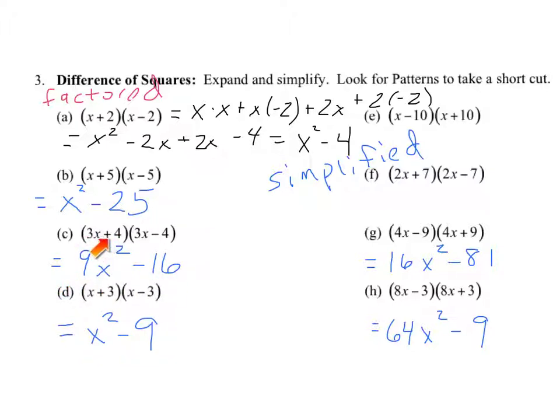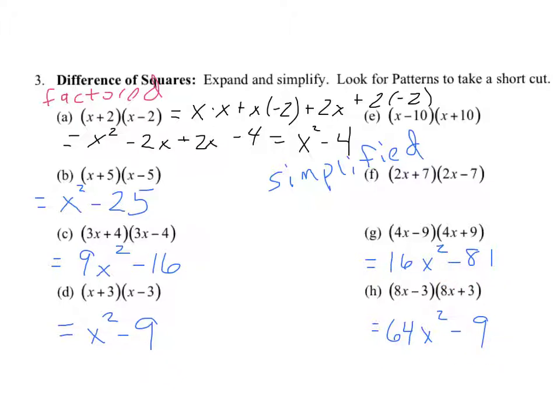Now these two binomials, the 3x plus 4 and the 3x minus 4, are called conjugates. They're not opposites, because the opposite of the 3x here would be negative 3x. So they're not opposites, they only differ by one sign. And anytime you multiply two conjugates, you will end up with a binomial. So for all of these, we end up with two terms in the simplified form.